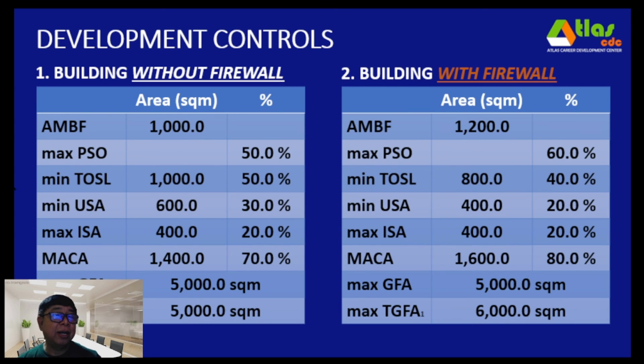So ano pagkakaiba? So, syempre dito, sa maximum PSO, mas malaki yung my firewall. Our minimum TOSL, pag may firewall, mas maliit syempre ang minimum TOSL. So, dito, nagparehas ang maximum ISA with or without firewall. And your MACA here, na may firewall, medyo mas malaki. Ang max GFA natin, with firewall or no firewall, is the same. However, ang maximum TGFA natin, ang without firewall, versus sa may firewall, mas malaki yung merong firewall na maximum TGFA. Kasi nga, mas malaki yung AMBF natin doon sa may firewall.